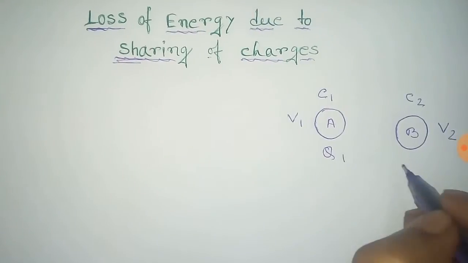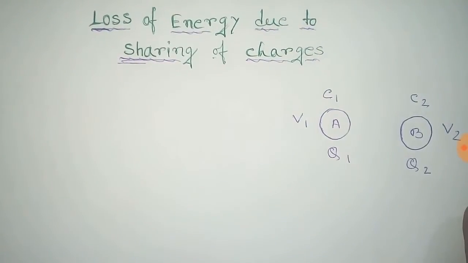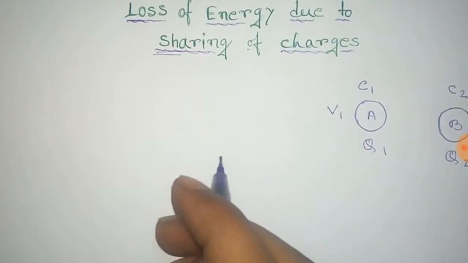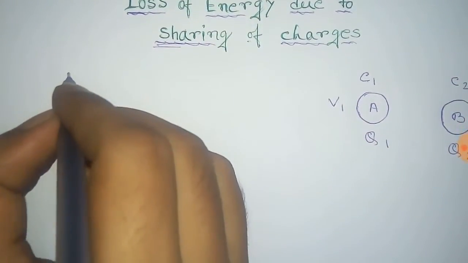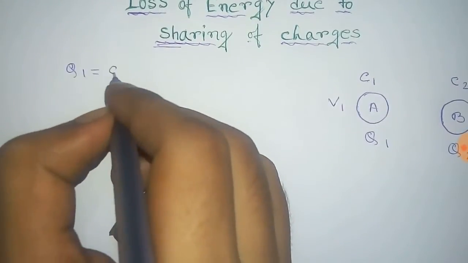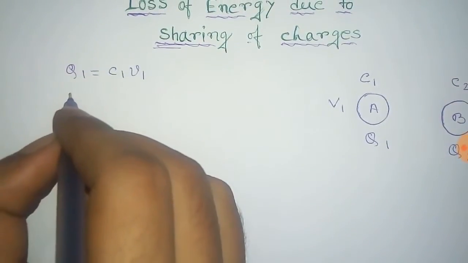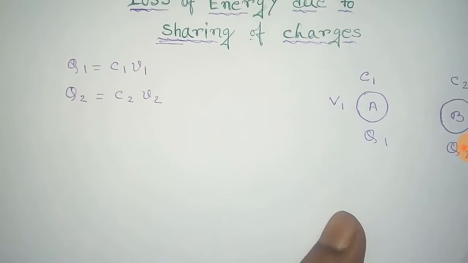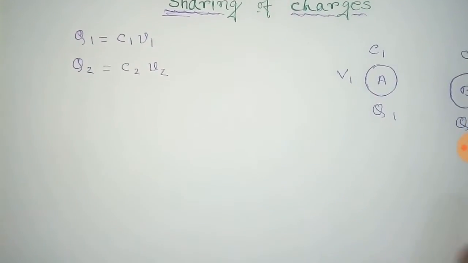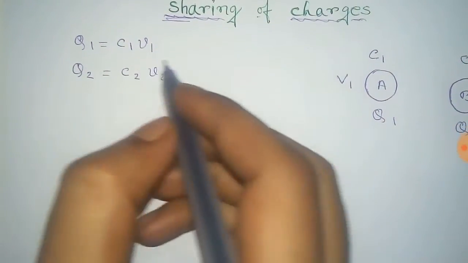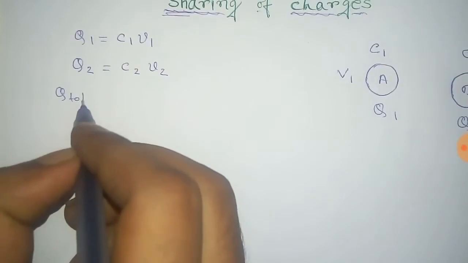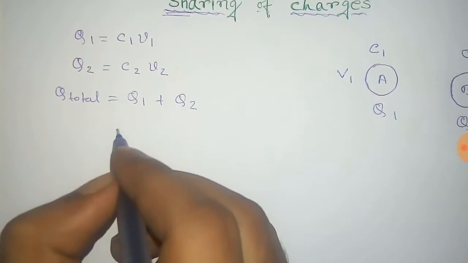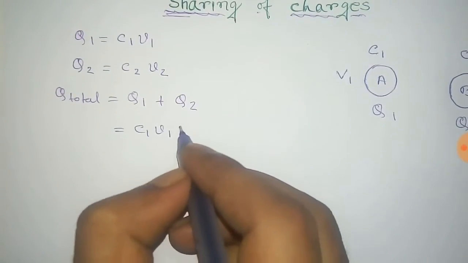Now C1 has the charge Q1 and C2 has the charge Q2. So from this we can write that Q1 is equal to C1 into V1, and Q2 is equal to C2 into V2. So the total charge of these two conductors would be Q total, equal to Q1 plus Q2, which is equal to C1 V1 plus C2 V2.